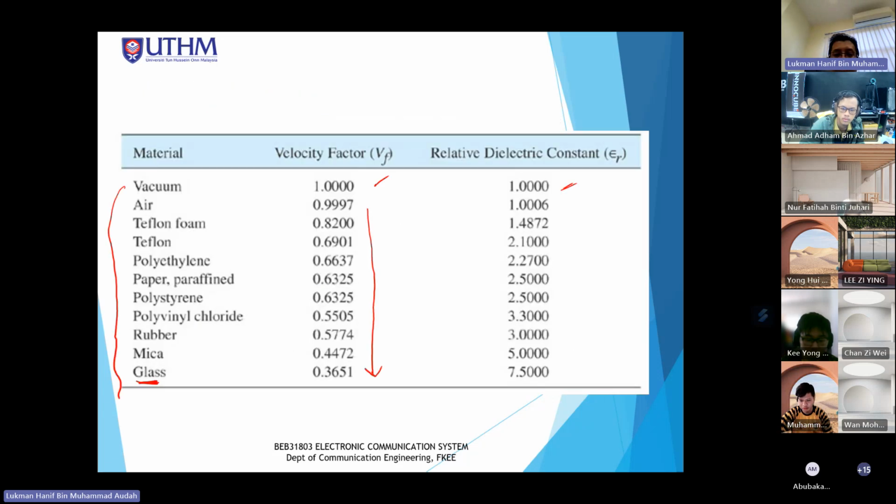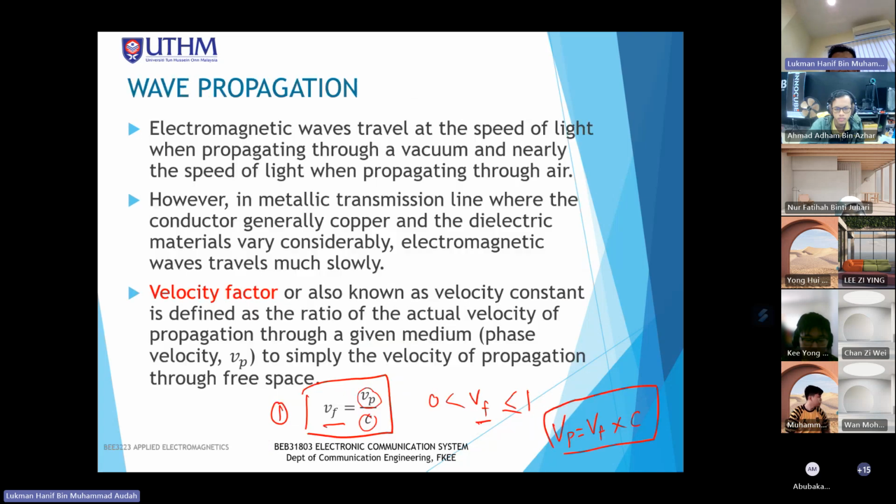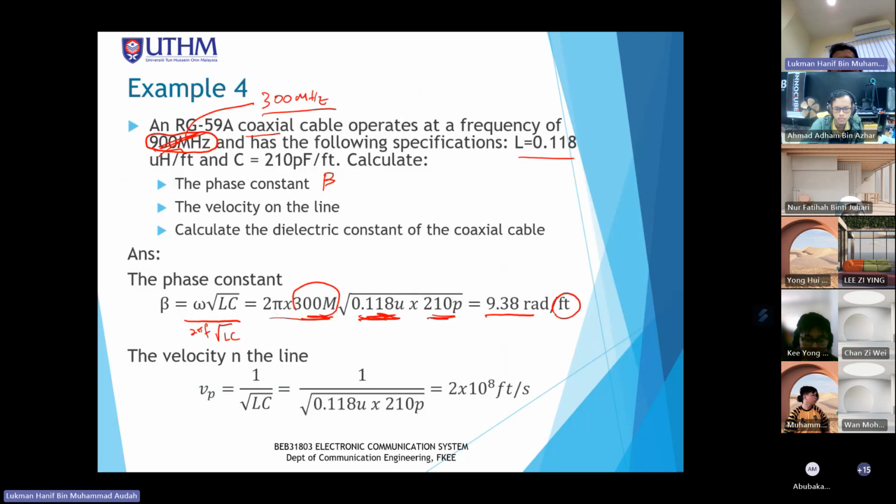If you see the previous slide, this is radians per unit length. The value of beta is radians per unit length. The unit length that we use in the example is in terms of feet, so that means it is radians per foot. If the question gives you per meter, then you should use per meter.